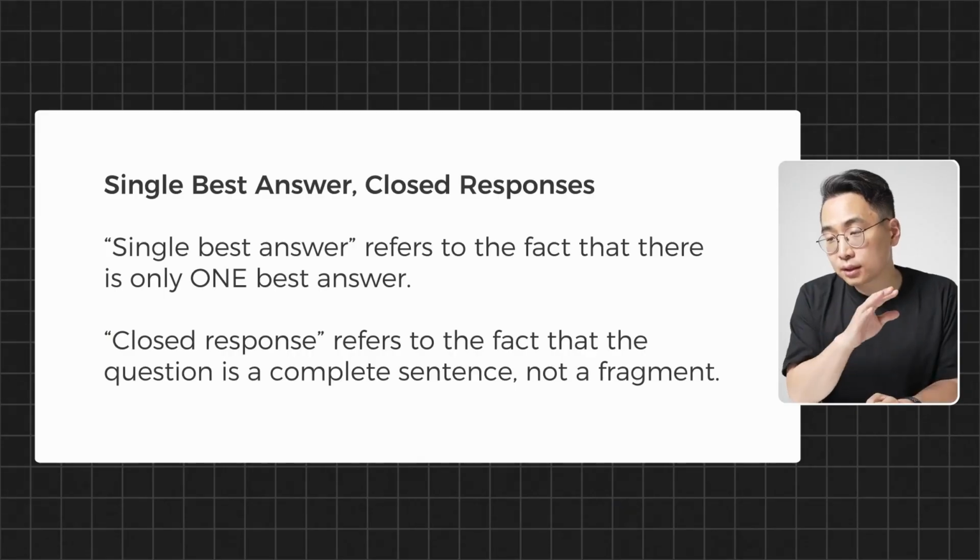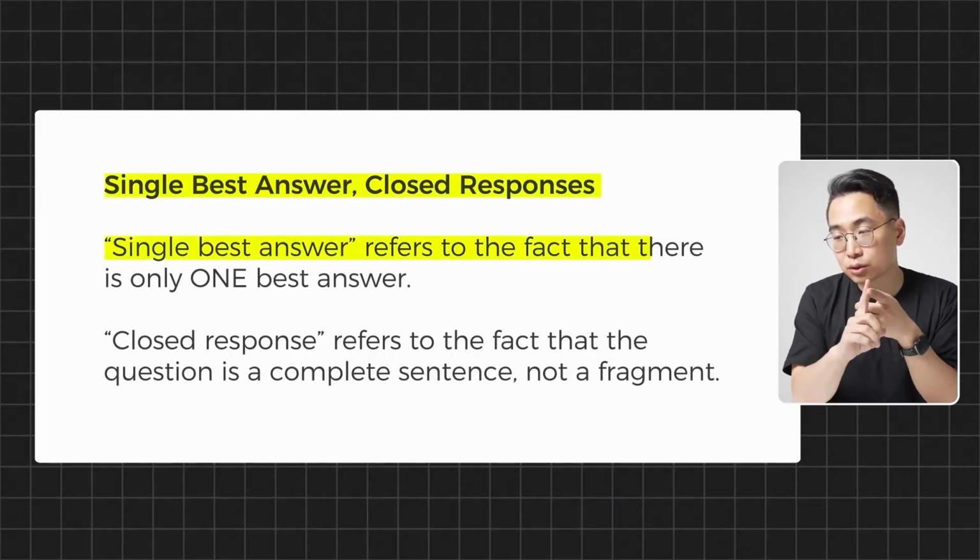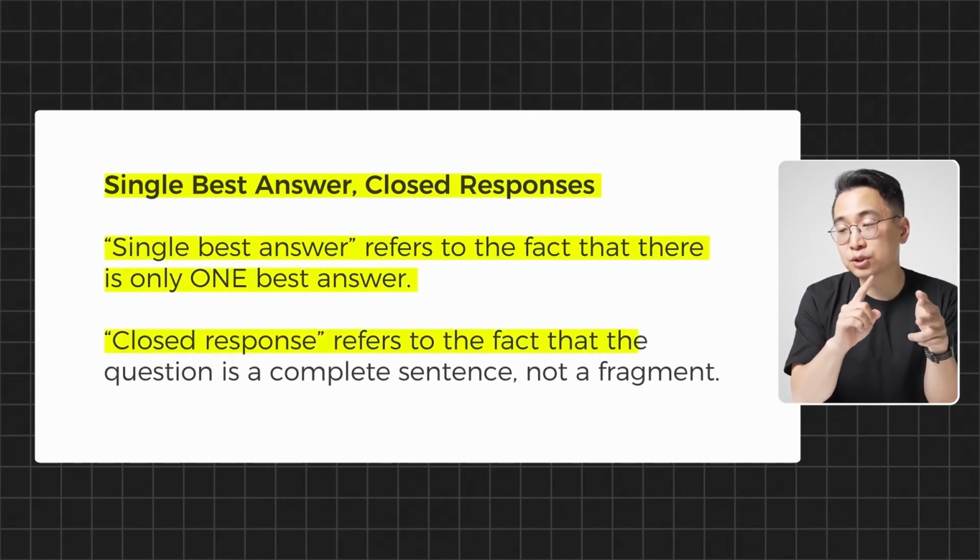In many ways, this NBME rule of having a single best response is actually a boon for people taking Step 1, Step 2, or Step 3, because the content itself is already challenging. They call this question format single best answer, closed response. Single best answer refers to the fact that there's only one best answer, and closed response refers to the fact that the question is a complete sentence, not a fragment.